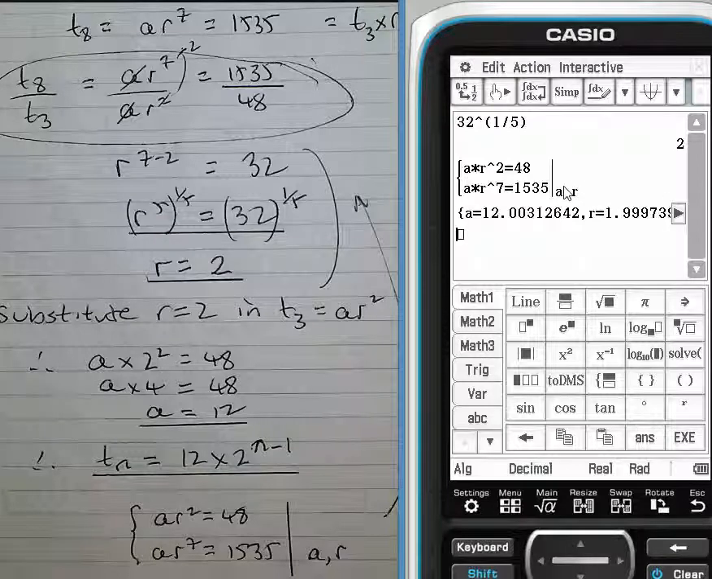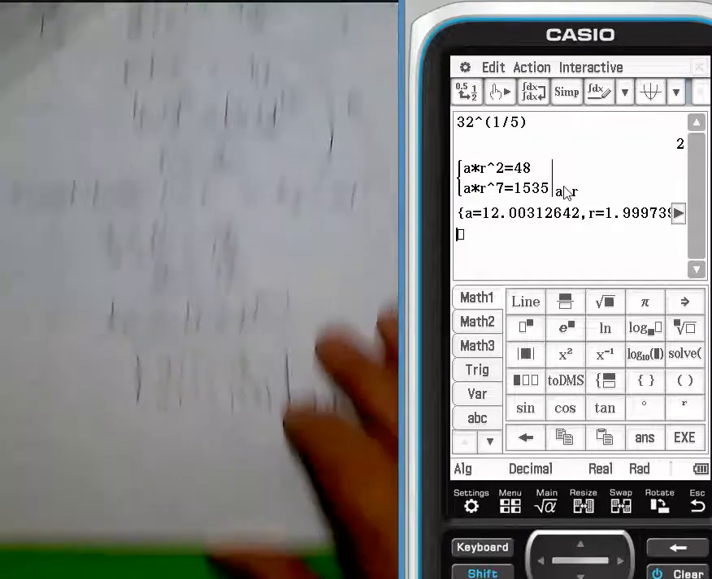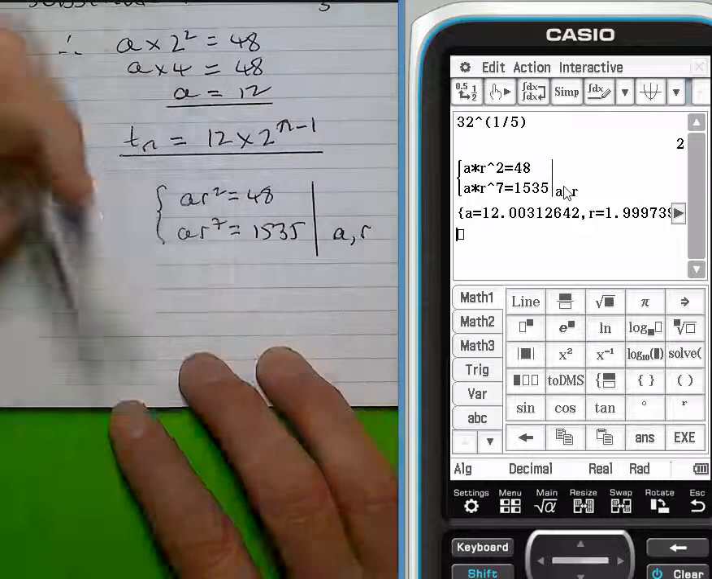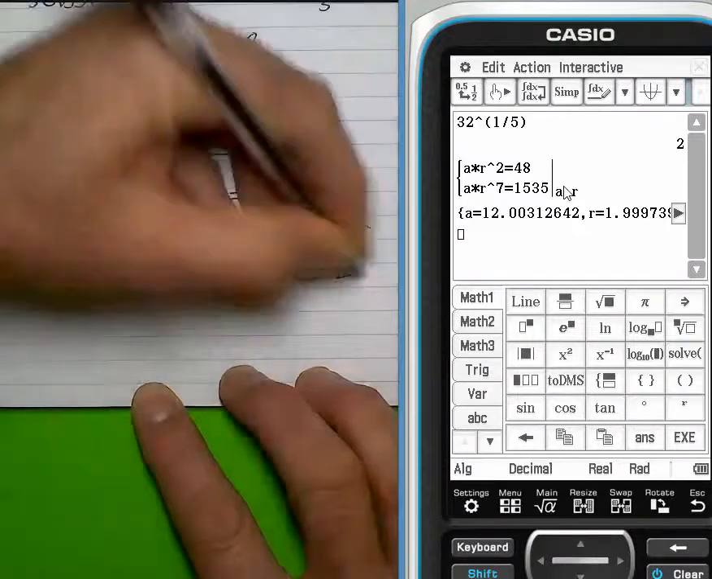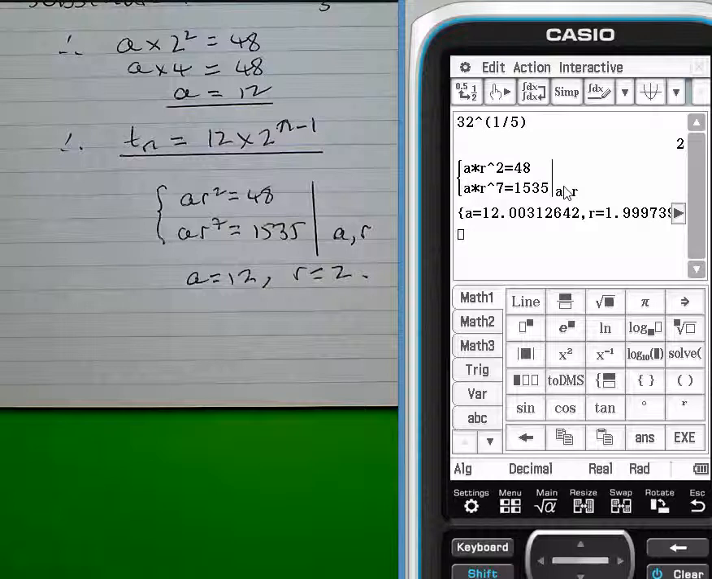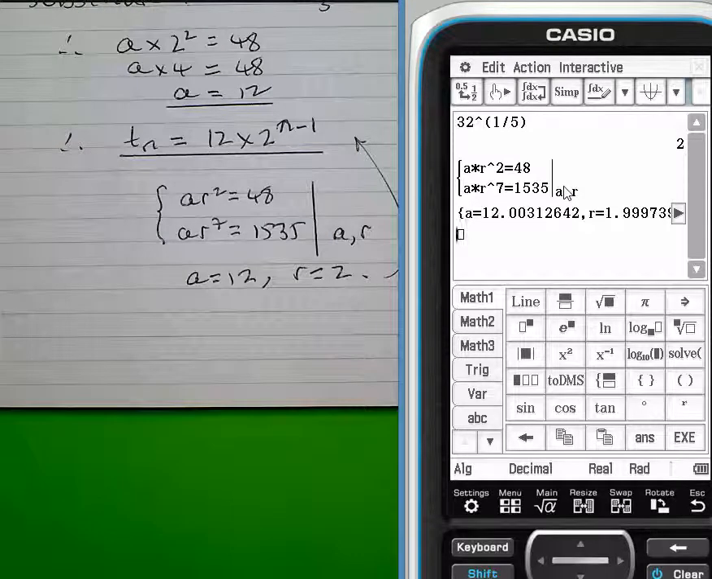So you can see in that instance I end up with 12 and 2. I'll just put that down. So a is equal to 12 and r is equal to 2. So working through that, I would still find the same equation. I'll just move on in a moment and solve the rest of the question with you.